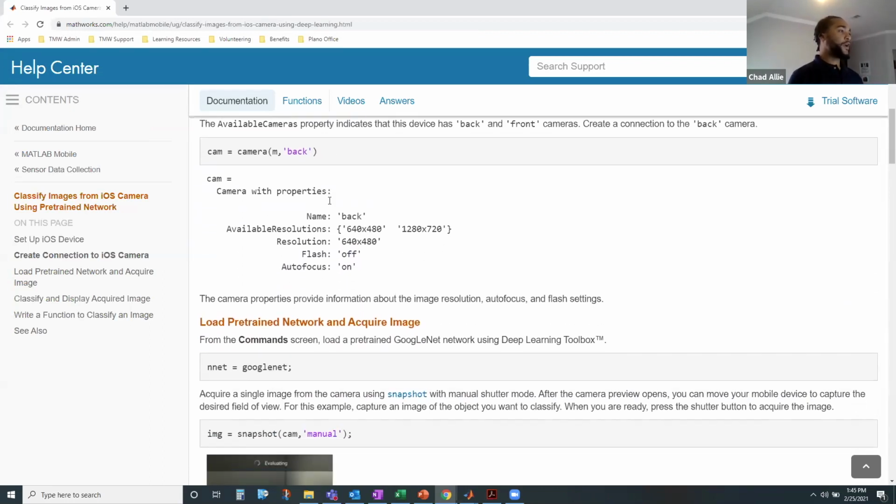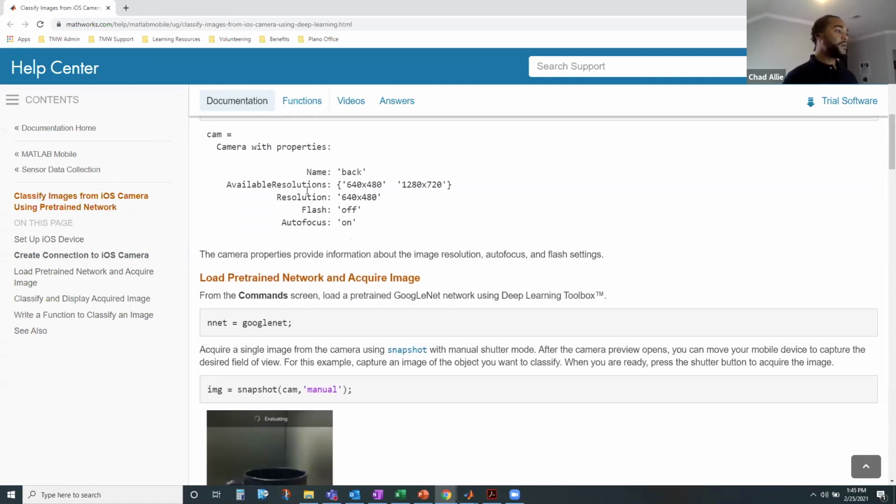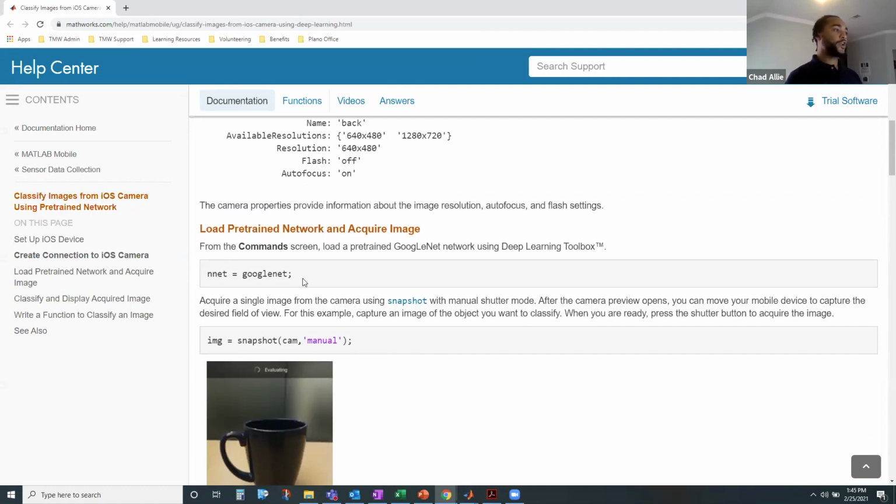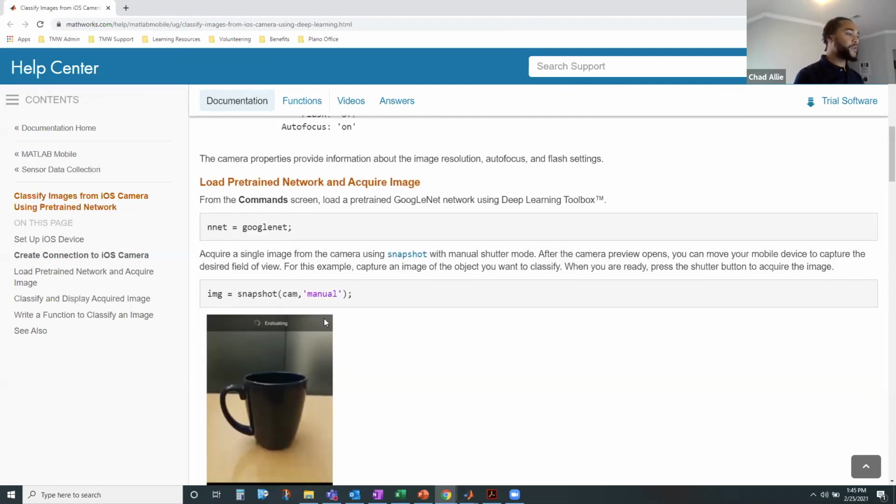And so moving forward, following the same deep learning example, we're initiating our camera, our specific back camera. And then what we're doing next is we're loading up a pre-trained network called GoogleNet. Now, the benefit here as a professor or researcher is that you don't have to develop your own network to get started with deep learning. You have a pre-trained network that's already accessible to you for just getting started and understanding more about how it works.